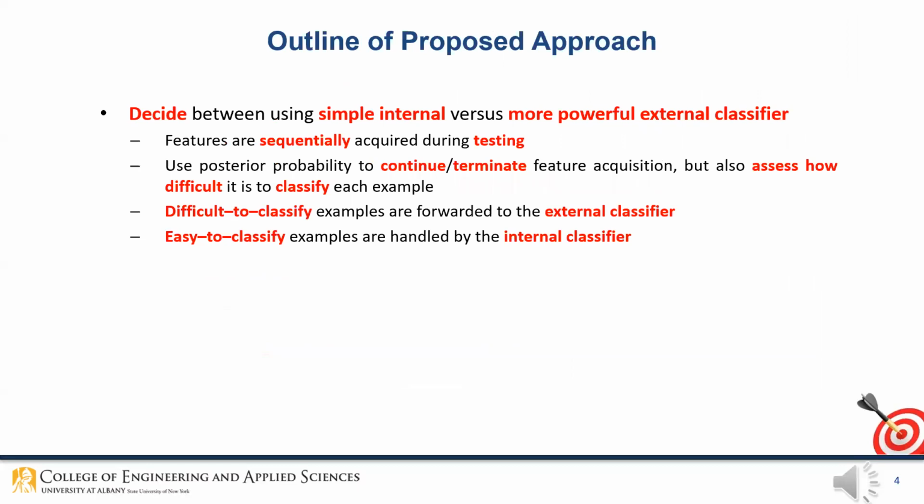To this end, we propose a method that decides between the use of a simple internal classifier and a more powerful external one. Specifically, we consider features are sequentially acquired during testing. We use the posterior probability to continue or terminate the feature acquisition process and also to assess how difficult it is to classify each example. The difficult to classify examples are forwarded to the external classifier while the rest are handled by the internal classifier.